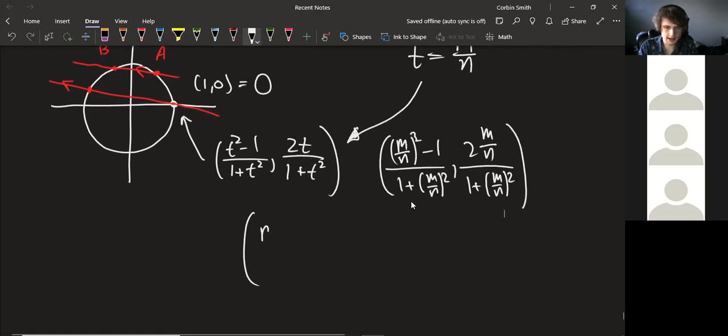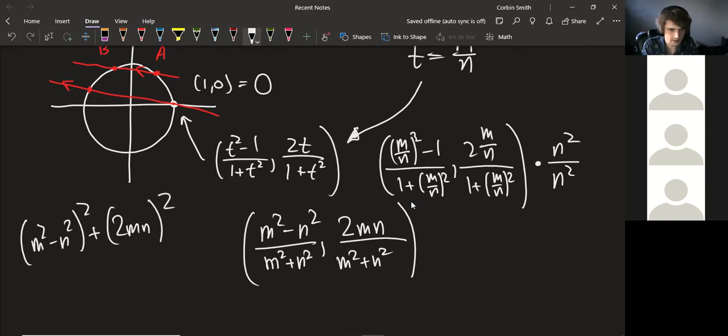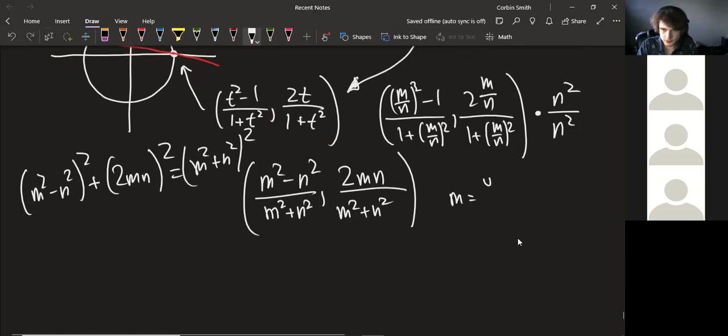And then we get m squared minus n squared, comma. If we multiply the top and bottom of this by n squared over n squared, we get n squared plus m squared. So I'm just going to rewrite it this way, comma, 2mn over m squared plus n squared. And this gives us a famous identity: (m squared minus n squared) squared plus (2mn) squared equals (m squared plus n squared) squared.